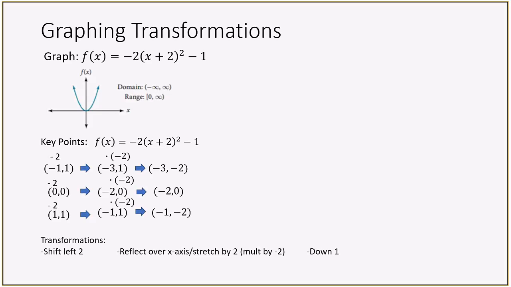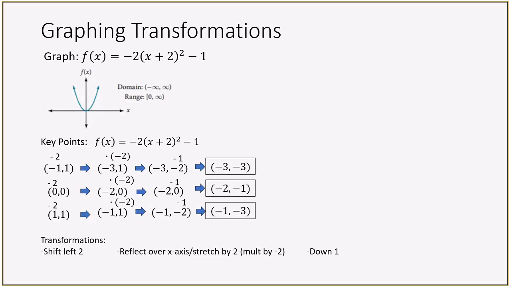So that means I'm going to apply my transformation to my y values. I'm going to subtract 1 from each term. So my final 3 key points are (-3, -3), (-2, -1), (-1, -3). Now, what I'm going to do is plot those points on my new graph. And I'm not even going to sketch anything yet. I'm just going to put the points there. So that's what this would look like.